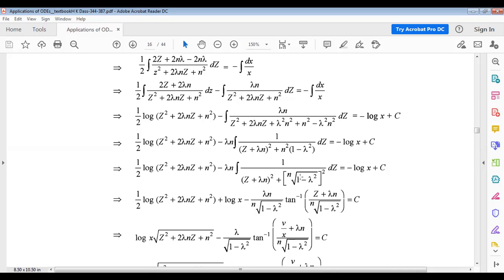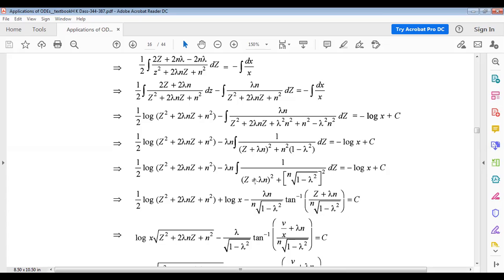Okay, this is the formula of 1 divided by x square plus a square: it is 1 by a tan inverse x by a. Here 1 by a means this whole, and a means this whole within the bracket. So 1 by a tan inverse x, where x means z plus lambda n. Z plus lambda n is the x. So the formula will be 1 by x square plus a square.